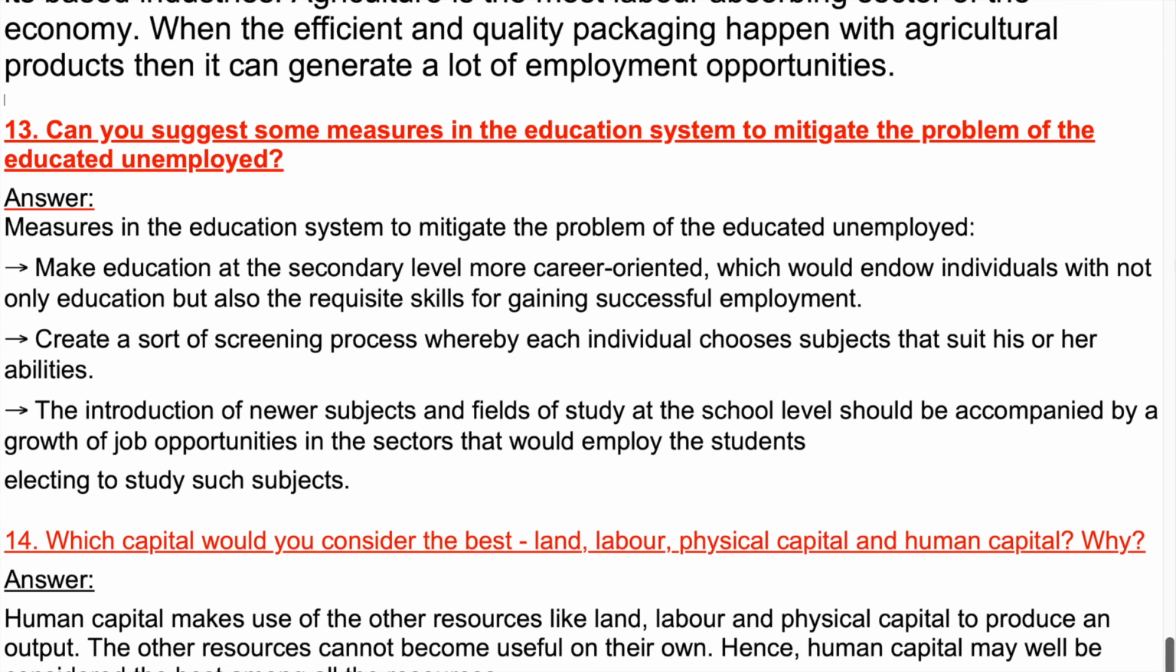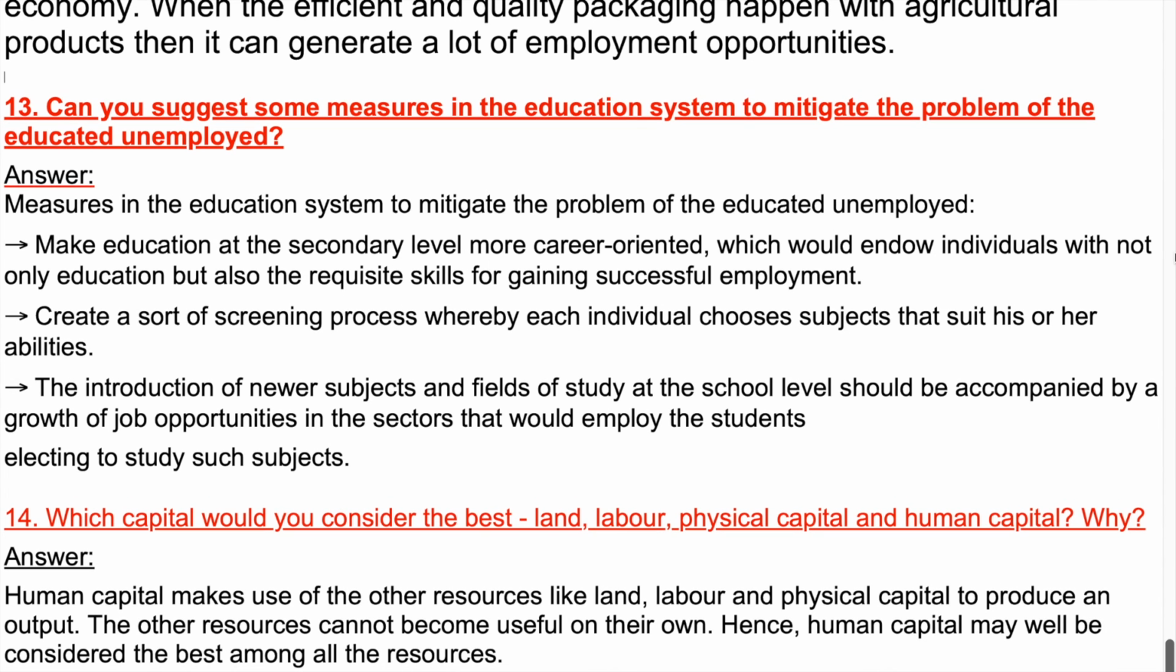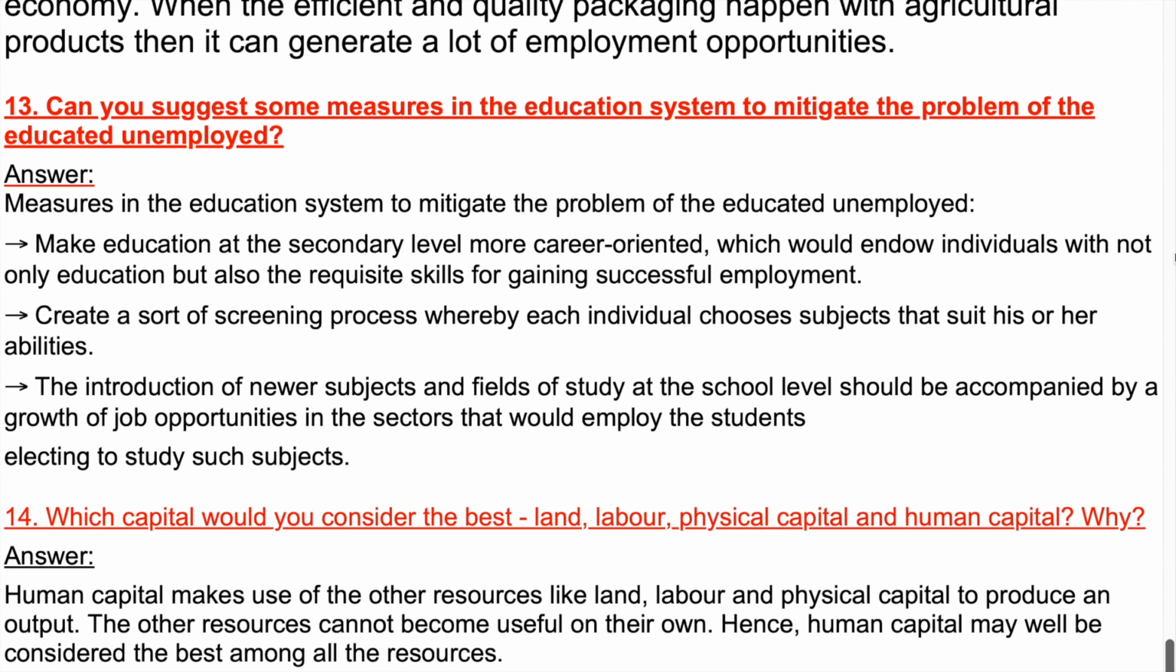14. Which capital would you consider the best: land, labor, physical capital or human capital? Why? Answer. Human capital makes use of the other resources like land, labor and physical capital to produce an output. The other resources cannot become useful on their own. Hence, human capital may well be considered the best among all the resources.